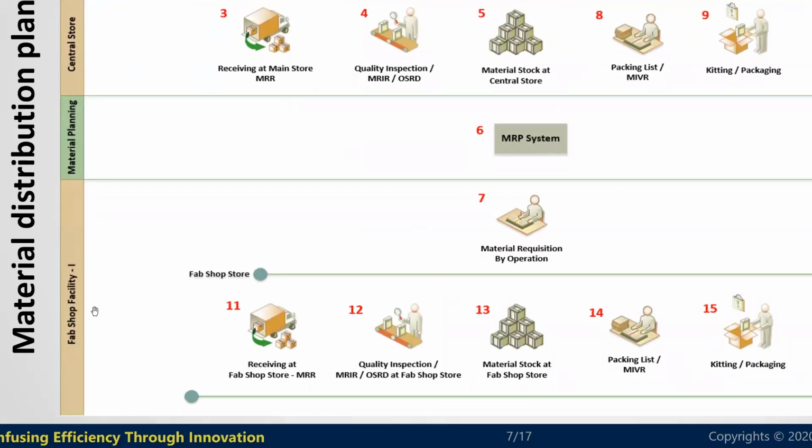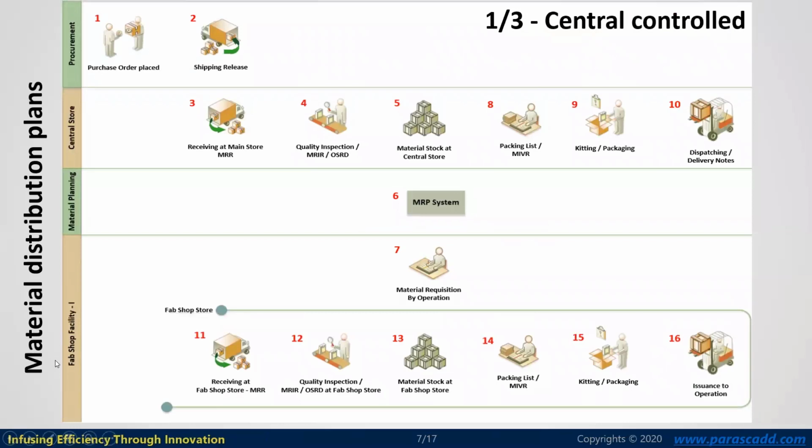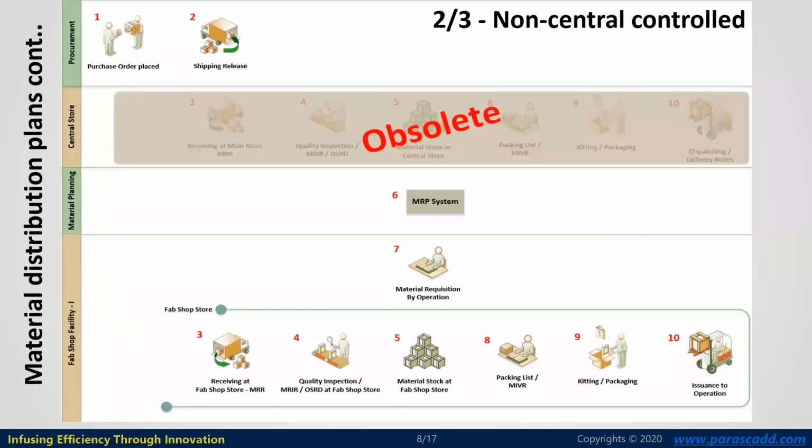It could be one facility or many facilities, depending on the nature and scale of the project. Further, this material will be received by the fabrication shop facility, and the fabrication shop facility store will also follow similar procedures. Only here the issuance will be done to the subcontracting companies or the production houses. So this is the central control, where material is supplied from the central store to the fabrication shop facility store.